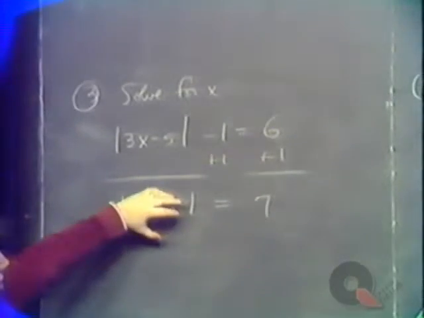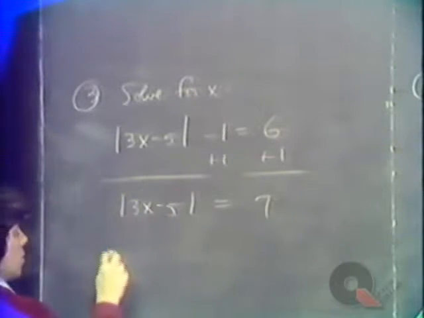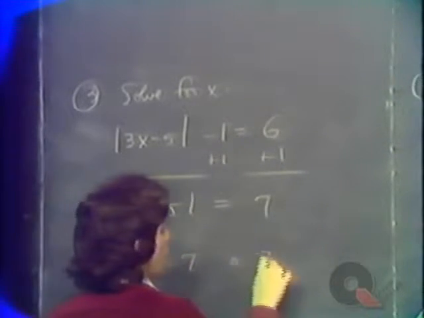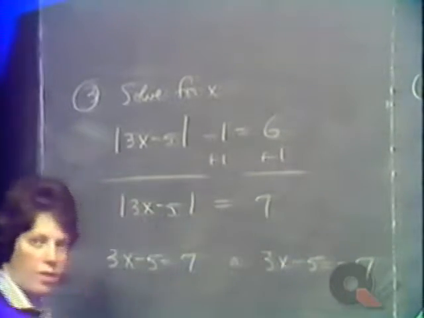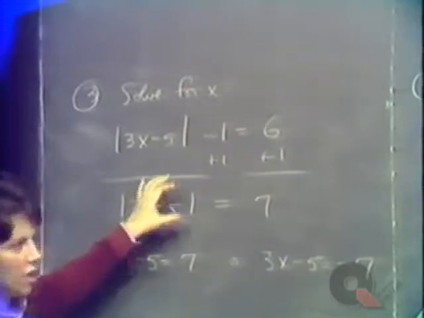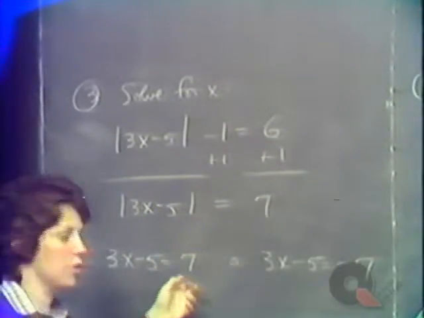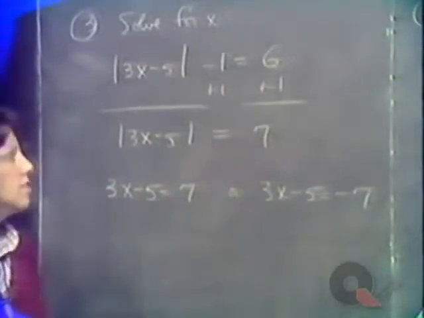In other words, the absolute value of a number is 7. That tells me that the number was either originally 7 or the number was minus 7. If a number without its sign is 7, that number, which is represented by 3x minus 5, was either 7 or minus 7 to start out with. And when you took the absolute value, you got 7.